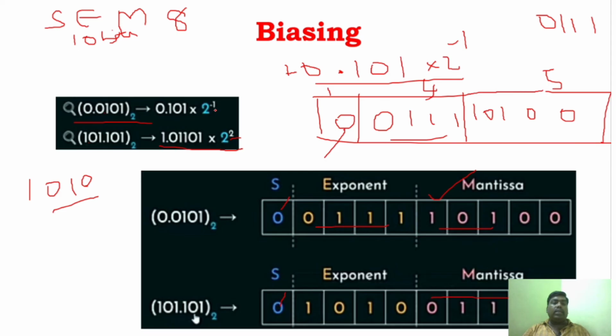So all you have to do is add the bias value to this number, that is minus 1 plus 8. So it is 7, and that is why we are representing 0111, right? Here it's 2, 2 plus 8 is 10, and that is why it is represented as 10, right? So you can easily remember this. This is the importance of the bias value to represent the exponent, okay?